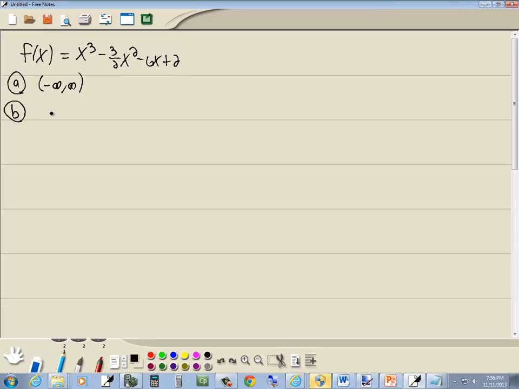Second thing they're asking us to find is the x-intercepts. To find the x-intercepts, you plug 0 into the other variable, so we'll plug 0 in for y. So we've got 0 is equal to x to the third minus 3/2 x squared minus 6x plus 2. I'm going to use the intersect method. It's probably the easiest way for this.